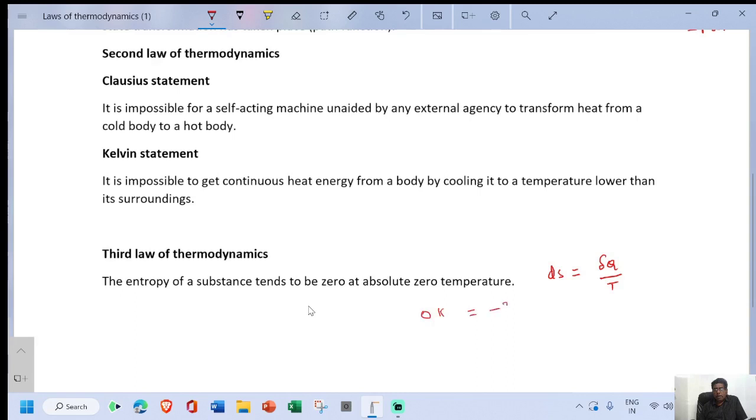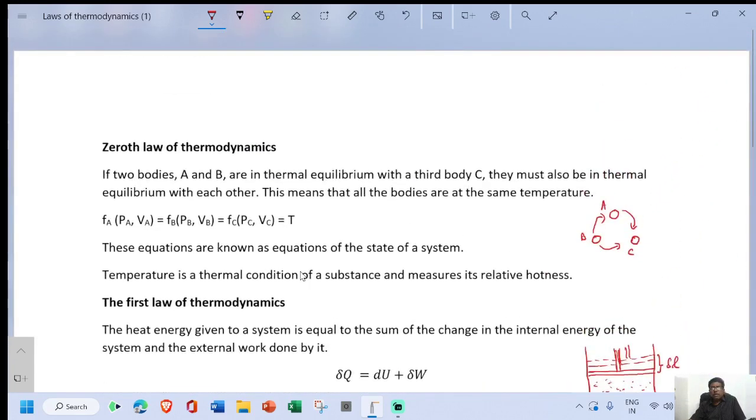or minus 273.16 degrees Celsius. This is called absolute zero. These are all called the laws of thermodynamics.